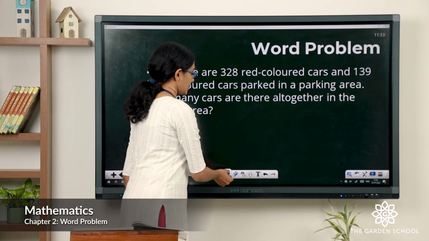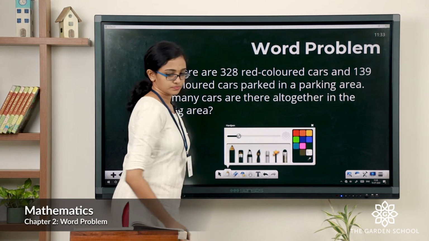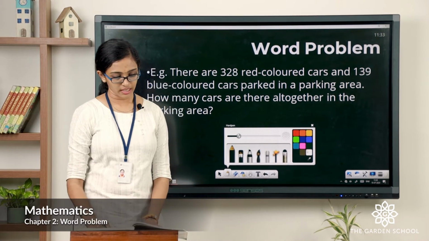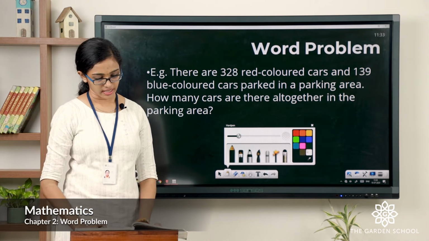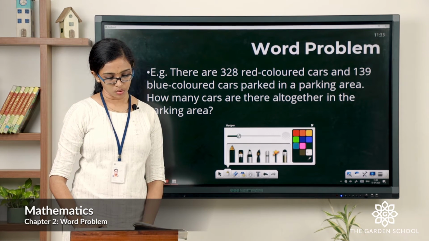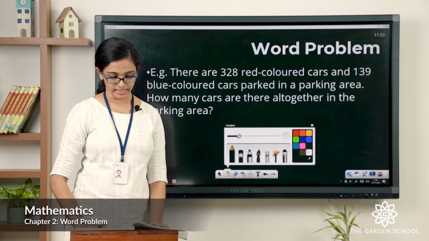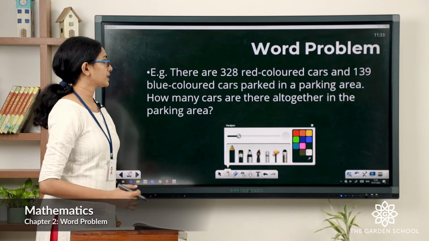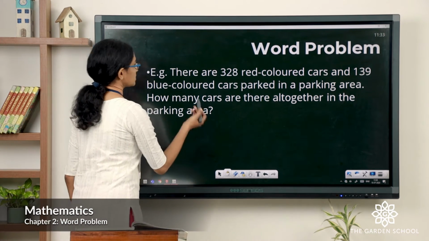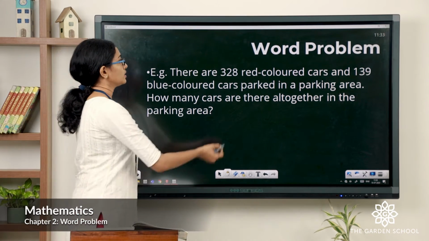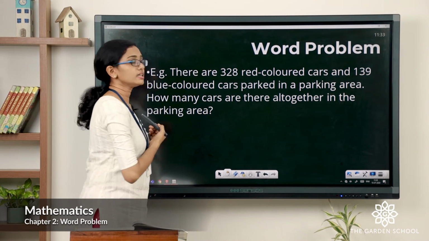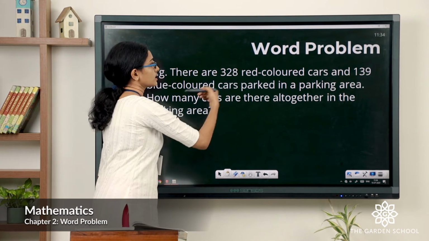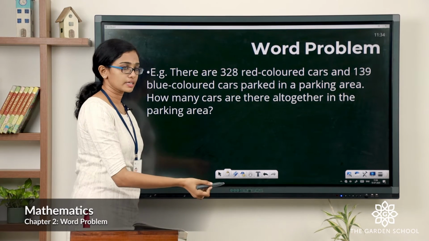Let's see one example now. There are 328 red colored cars and 139 blue colored cars parked in a parking area. How many cars are there altogether in the parking area? See this word problem here. You are given two numbers here, 3-digit numbers. It's about the number of cars parked in a parking area.